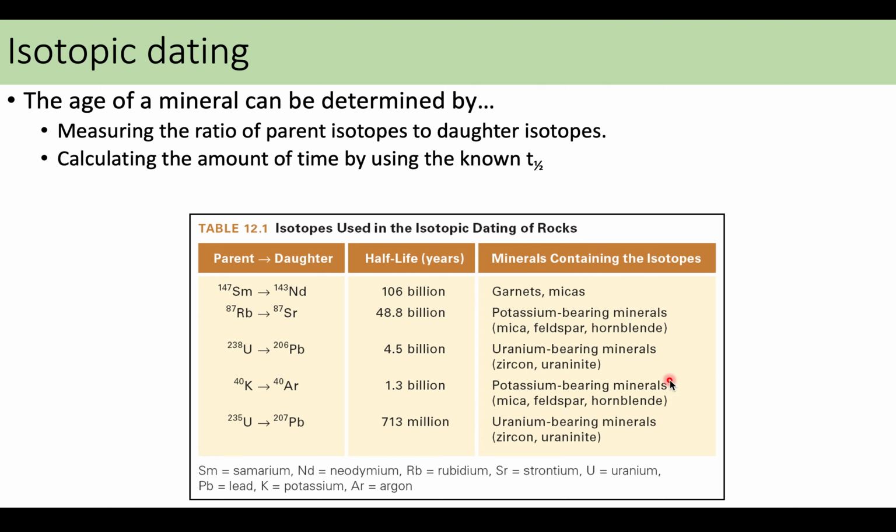So isotopic dating, the age can be determined by measuring that ratio of parent to daughter isotopes. And then we need to know the length of the half-life. So here are some examples of isotopes used in isotopic dating. And here are their corresponding half-lives. So this is already figured out. So when we go from potassium-40 to argon-40, the half-life is 1.3 billion years. So after 1.3 billion years, half of the potassium-40 would have decayed into argon-40.